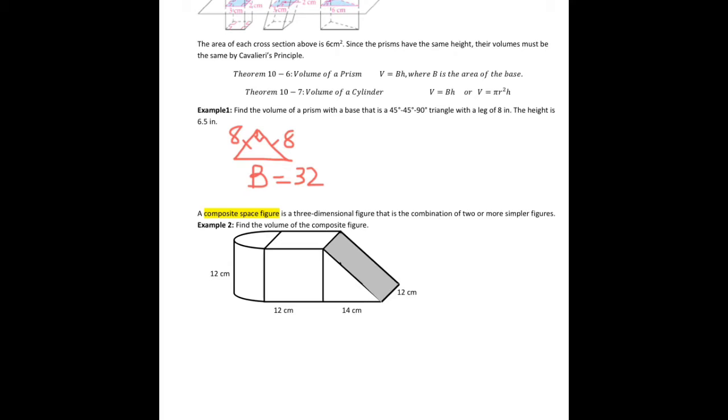So the volume of the prism is the area of the base times the height, which equals 32 times 6.5. So 32 times 6.5 equals 208. And my units are inches cubed.